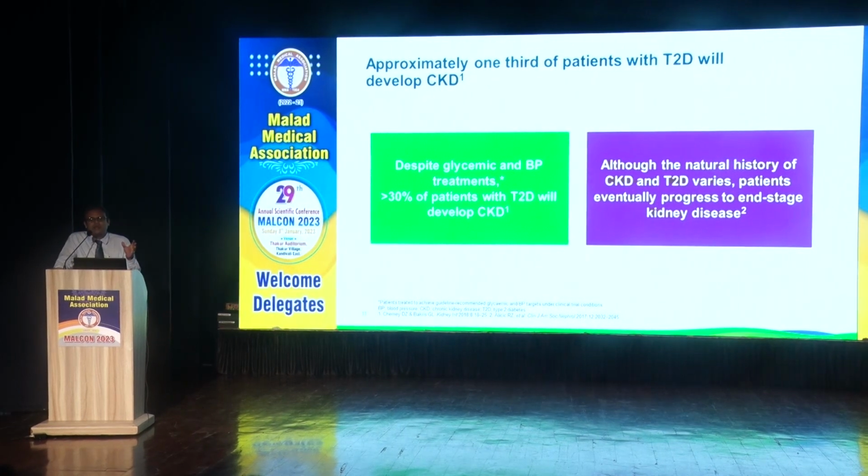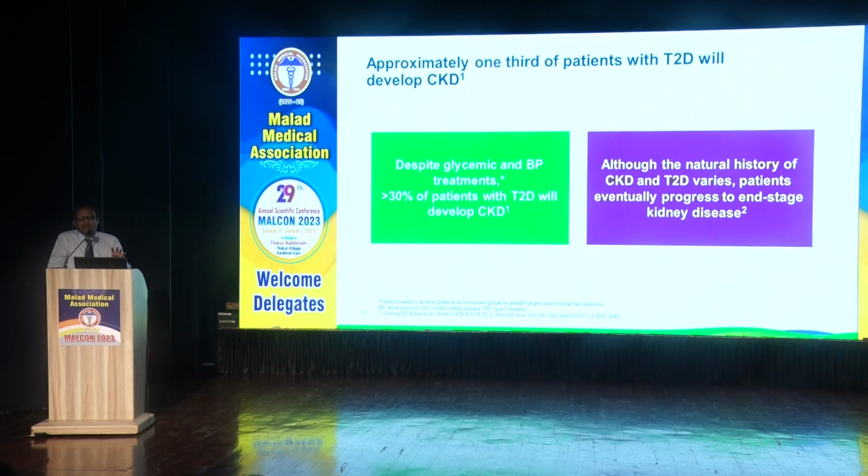In 2023, we are moving more towards end organ target damage, where we have to think about cerebroprotection, cardioprotection, and renal protection. So diabetes and BP control are paramount, but that's no longer the goal. Even if you keep them at the glycemic and BP goals recommended by various societies, still one third of them will progress to CKD.